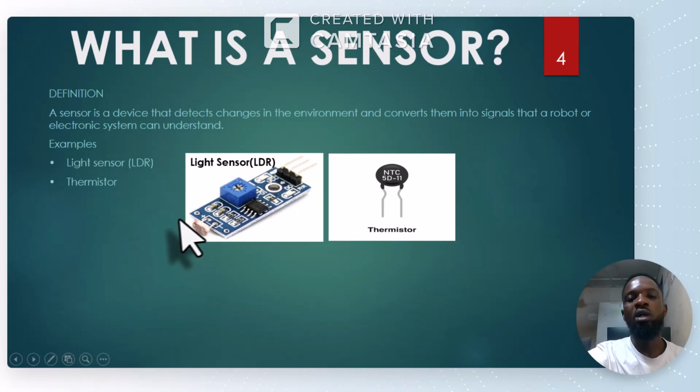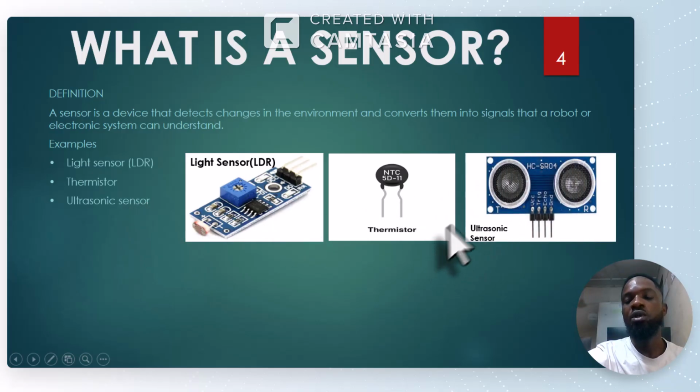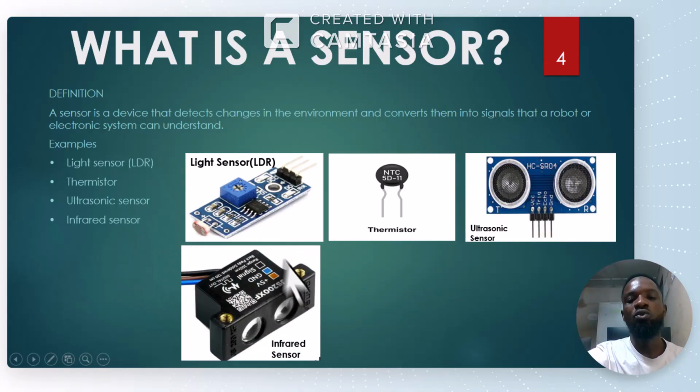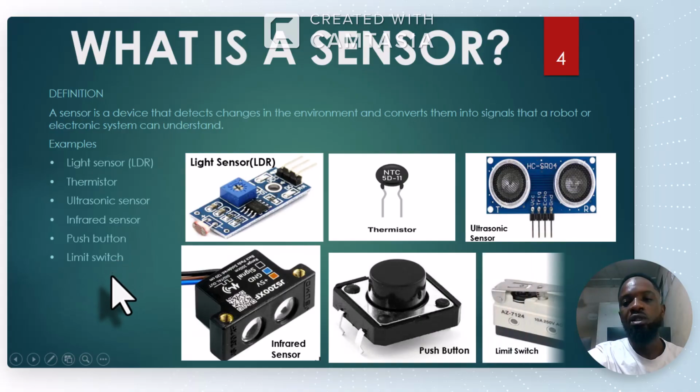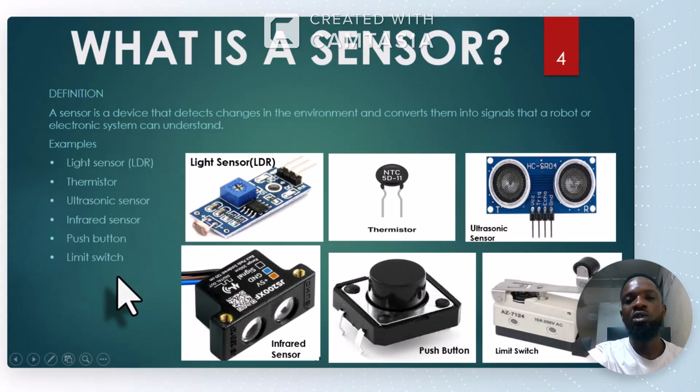And then the most common one is the ultrasonic sensor. And this is how the image looks like. And then we also have the infrared sensor, and this is how it looks like. And then we have the push button, and this is how it looks like. And lastly, we have the limit switch. And this is a limit switch.